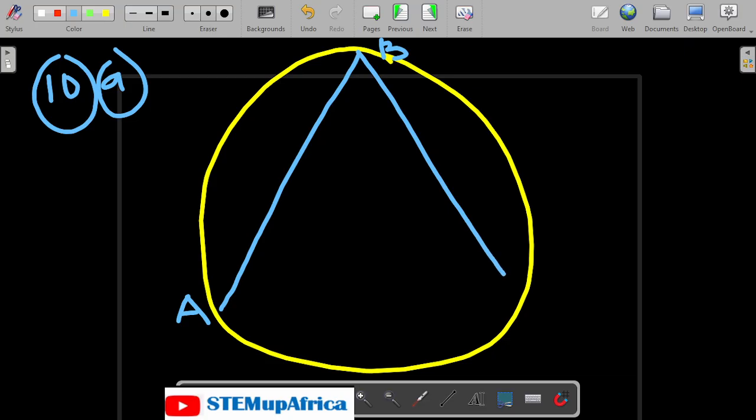Let's consider here as the second chord. Here's now point C, and each of them is 15 cm. Here's 15 cm. Here's 15 cm. So we must have a center where you drew the circle from. We must have a center.